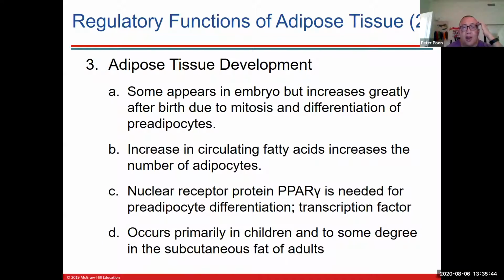Adipose tissue development: some appears in the embryo, but it increases greatly after birth due to mitosis and differentiation of preadipocytes.